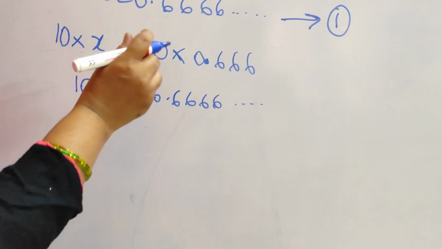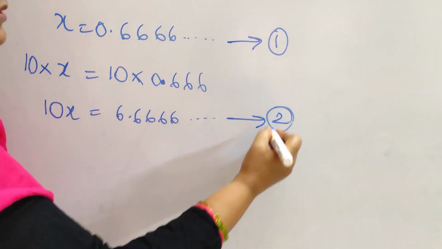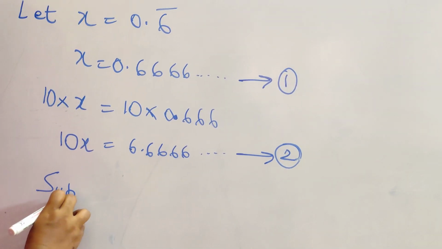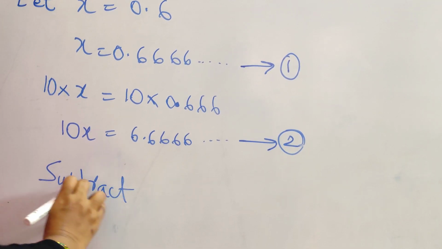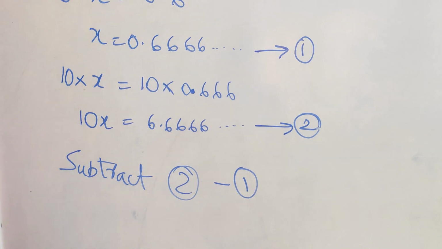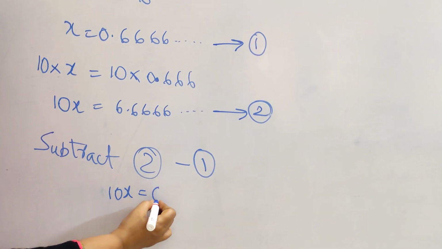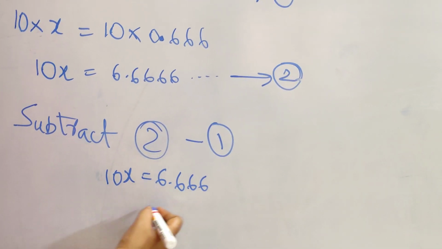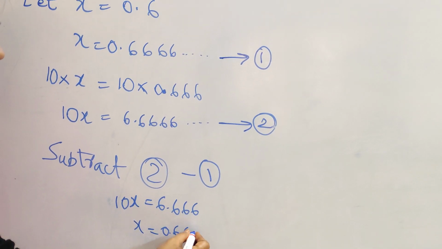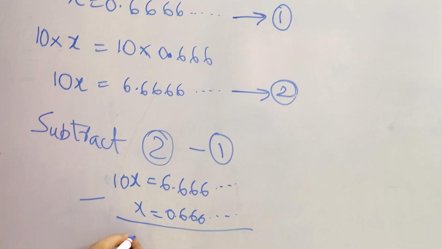Okay. So now when I divide this, let us call this as equation 2. Now subtract equation 1 from equation 2. So 2 minus 1 means 10x is equal to 6.666 and 1x is equal to 0.666. Okay, these are multiple times. So when I subtract, what do I get?